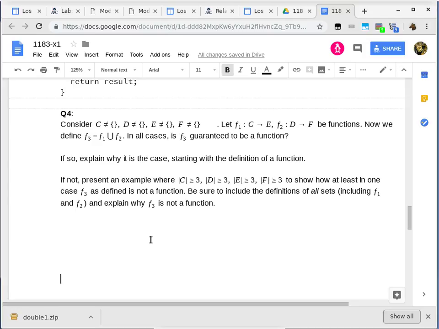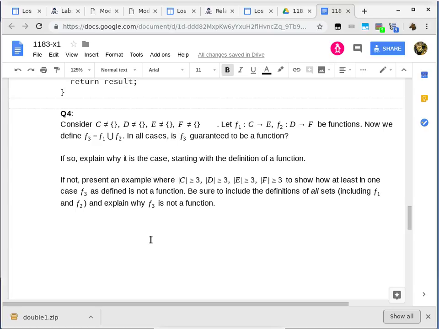In other words, I now have a very strong suspicion that this is not true. F3 is not guaranteed to be a function. So what's left to be done is to find a counterexample. Show me an example where it meets all of these requirements, but F3 is not a function. So what am I going to do?